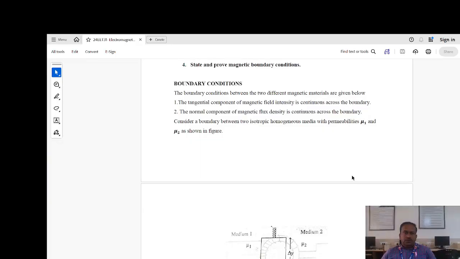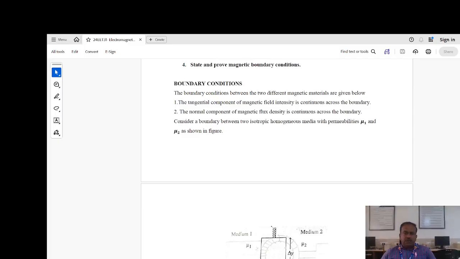Hello everyone. Today's topic is magnetic boundary conditions. In the magnetic field, the boundary conditions between two different magnetic materials are given below. The tangential component of magnetic field intensity is continuous across the boundary. The second case is that the normal component of magnetic flux density is continuous across the boundary.